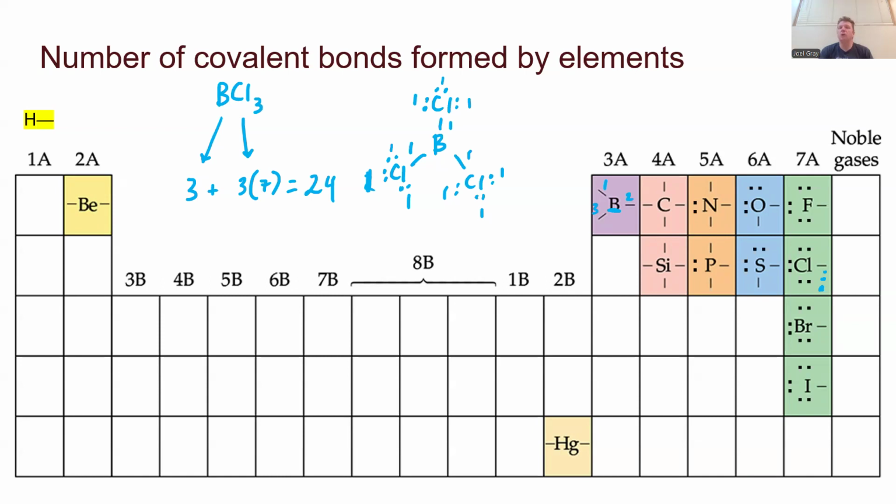I would use these structures to think about all of the different compounds that you can come up with. So, if we're trying to put together a structure with nitrogen and fluorine, well, fluorine likes to form one bond. Nitrogen likes to form three bonds. Okay, so that gives us a good ratio to start out with, where we'd have one nitrogen, three fluorines.